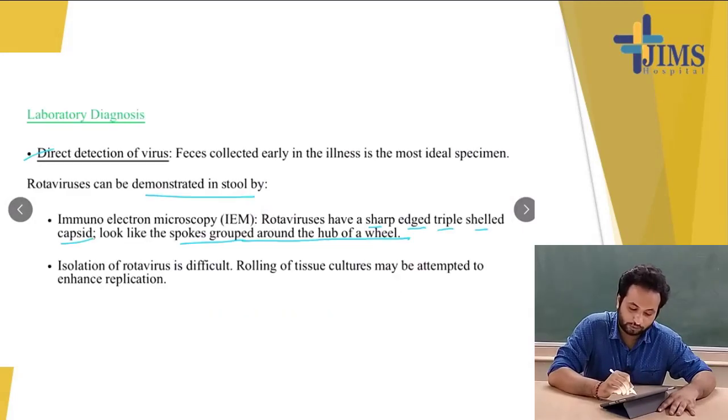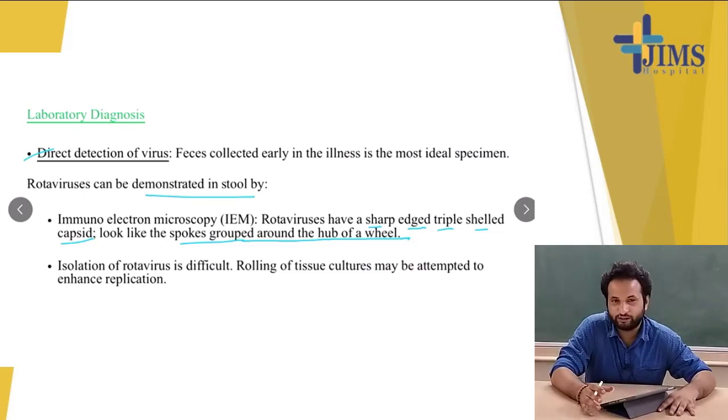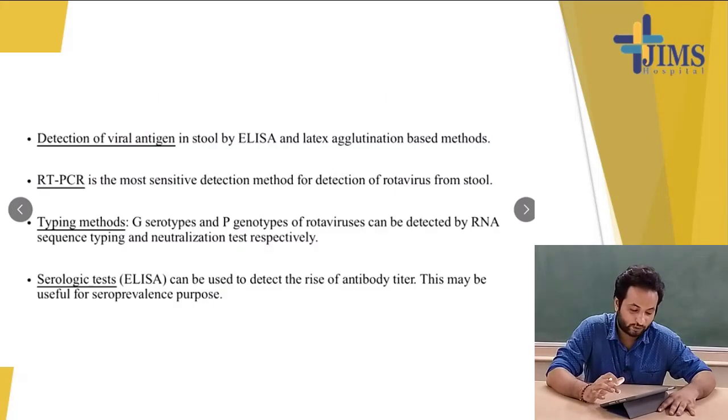Spokes grouped around the hub of a wheel, so rotavirus has a wheel-like appearance. Isolation of these viruses is very difficult, so rolling of tissue cultures is attempted to enhance replication. Then we come to detection of the viral antigens, which we do by ELISA and latex agglutination test based methods.